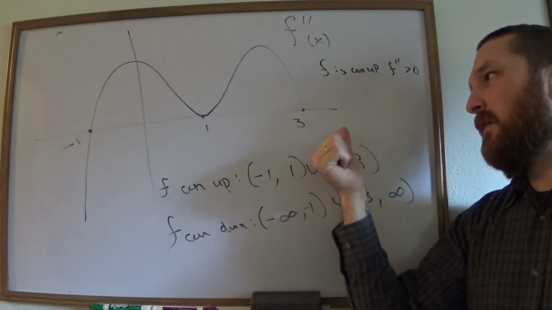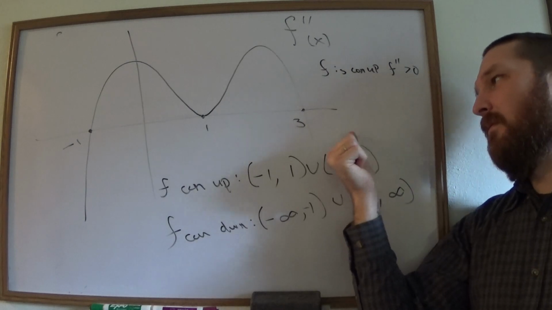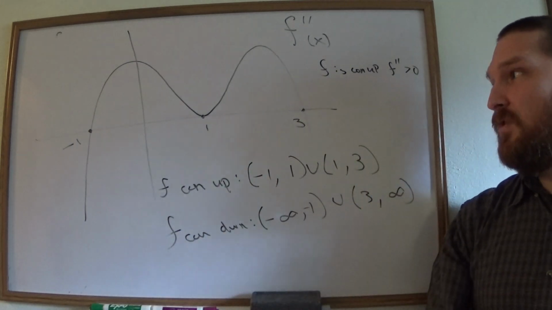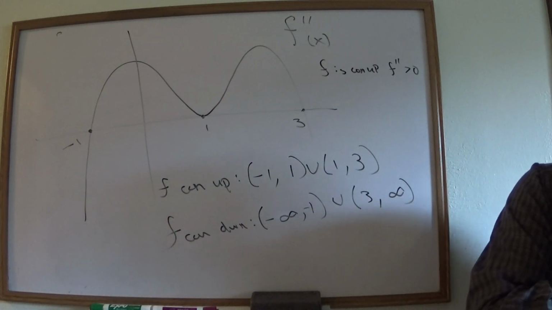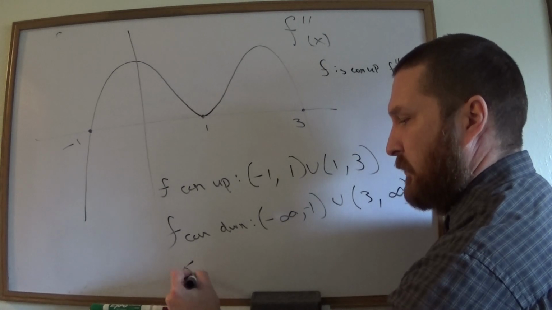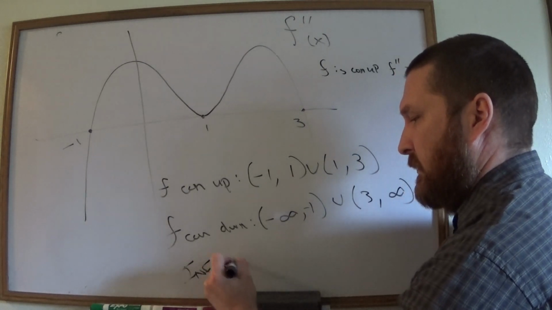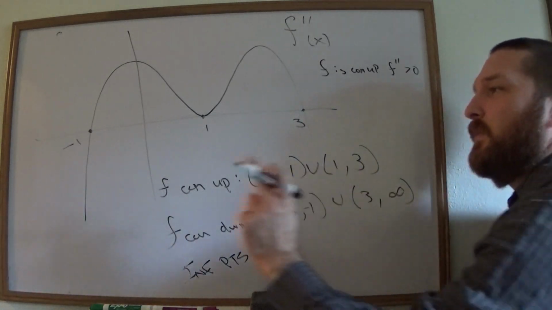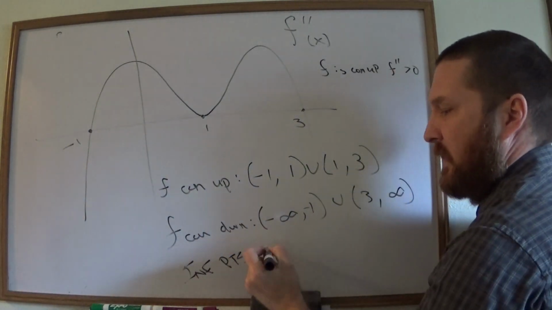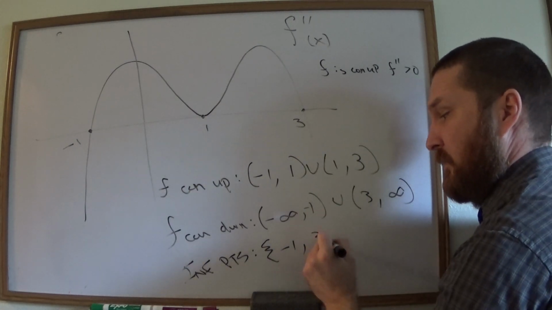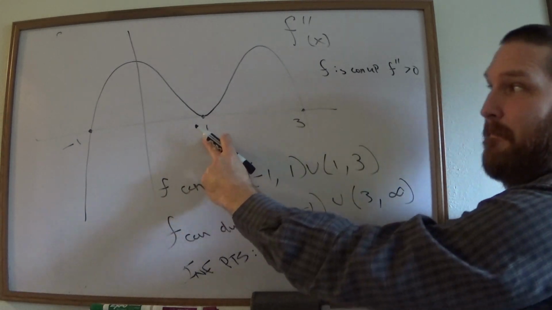Now that we're over here, are we concave up or concave down? There's an inflection point at 3, and an inflection point at negative 1. So we have inflection points wherever concavity switches, when we cross from one to the other. And so the inflection points would be at -1 and at 3, but not here.